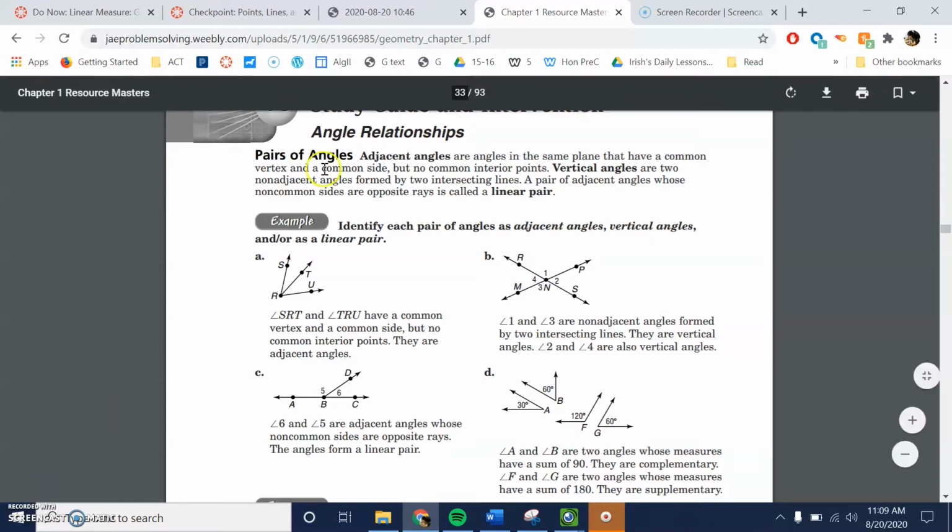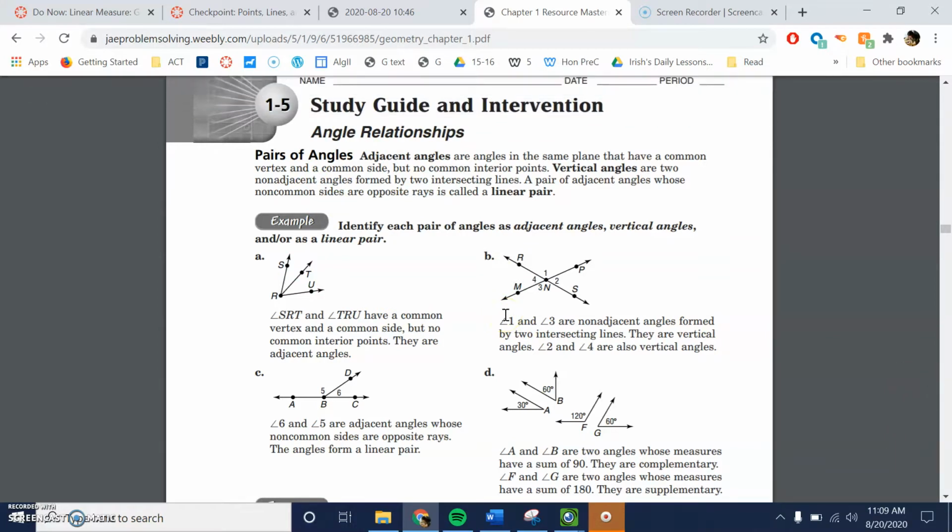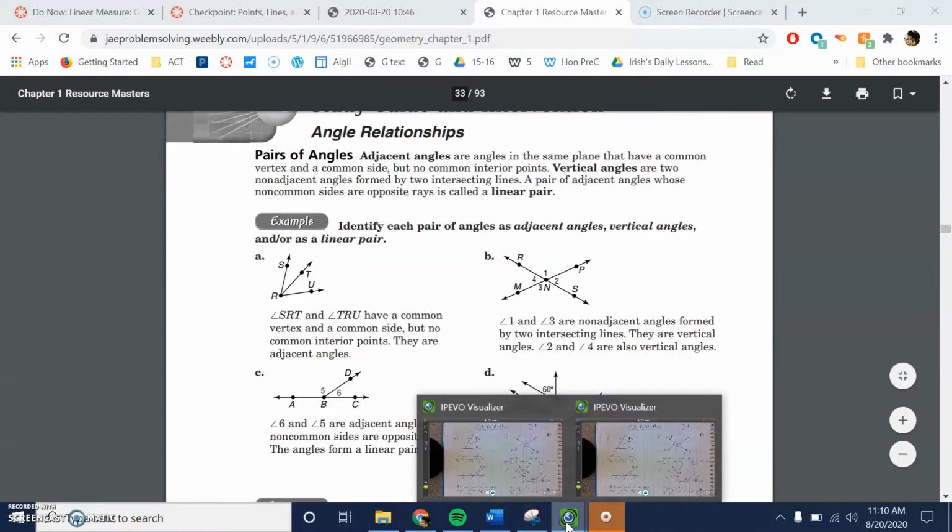All right, so we're going to do angle relationships today. And this is what you need. So you should be on this page. You should have this PDF at your disposal in case I go too fast or you need to look at it. So here we go.